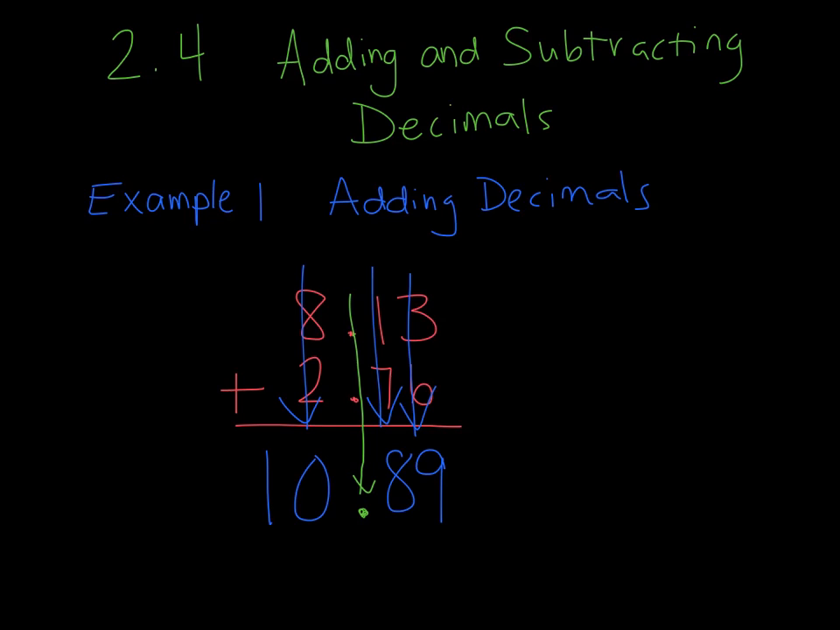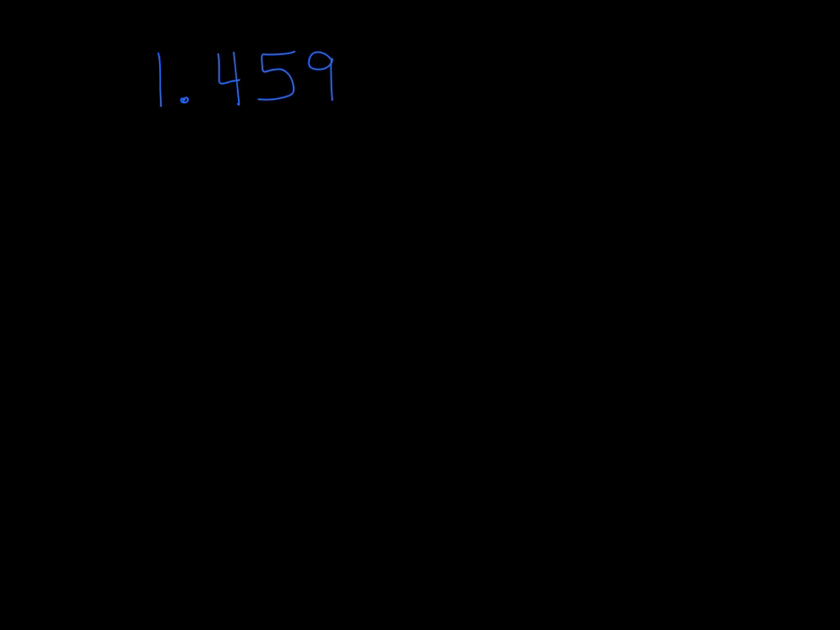If you can remember, you start with vertically lining up your numbers with your decimal points, and then you bring down that decimal point and add or subtract like you normally would. So let's try this one together. If I had 1 and 459 thousandths, and I was going to add 23 and 7/10ths to it, I'm going to keep my decimal place right where it's at.